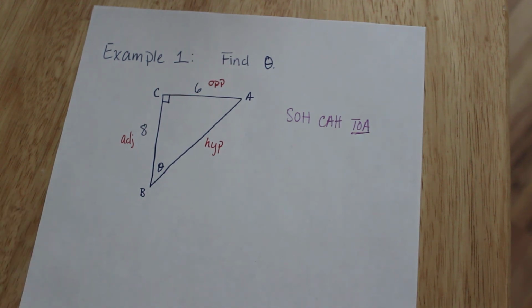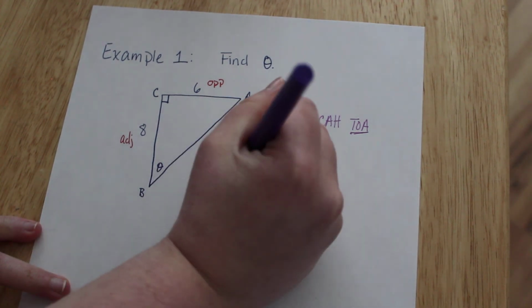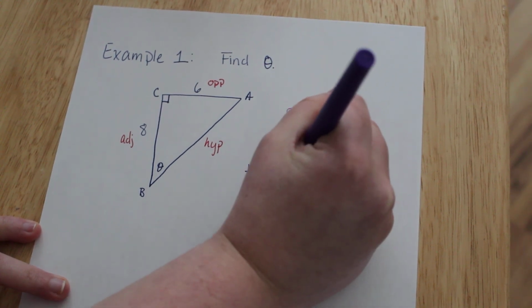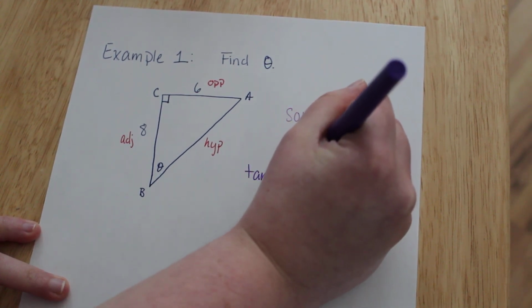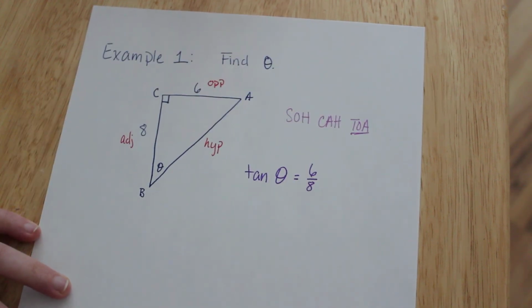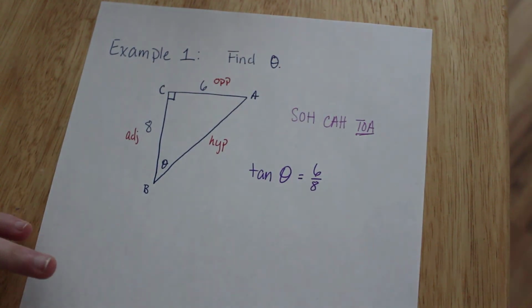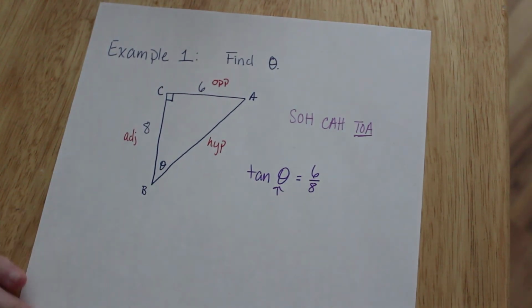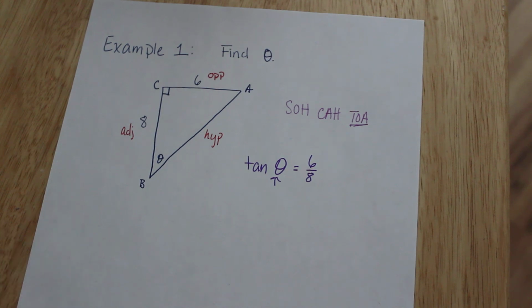So let's set this up so that we can find tangent. So we have tangent of theta is going to give us 6/8. What on earth are we looking for? We're looking for theta. This time we're looking for the angle measure.